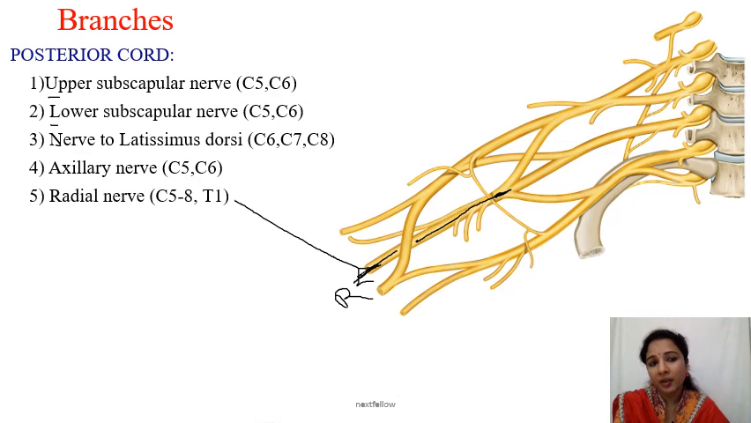S for subscapular. There are two subscapular nerves, upper subscapular and lower subscapular. And T for thoracodorsal nerve or nerve to latissimus dorsi. Then axillary nerve and radial nerve. So these are the branches from the posterior cord. So this is upper subscapular, lower subscapular, then nerve to latissimus dorsi, then axillary nerve. This is the axillary nerve, and this is the radial nerve.